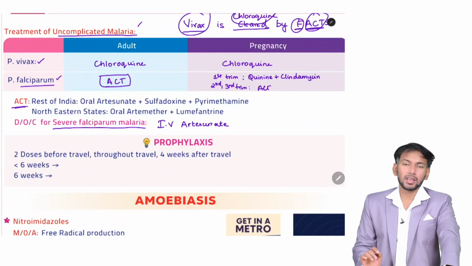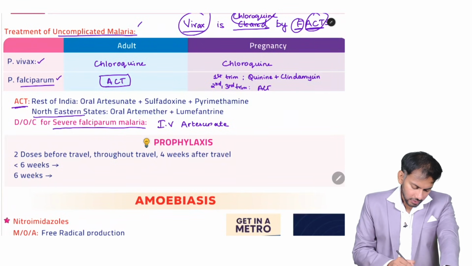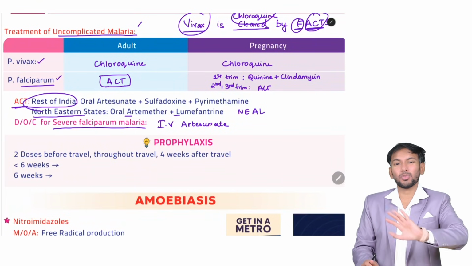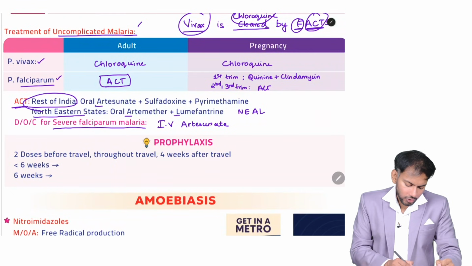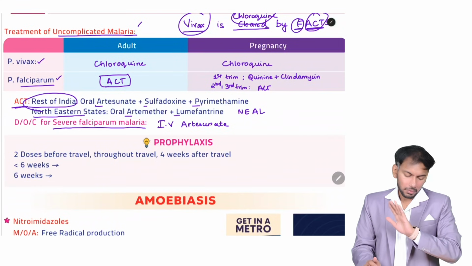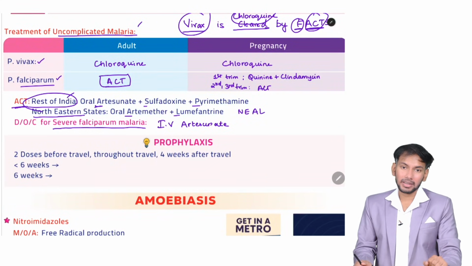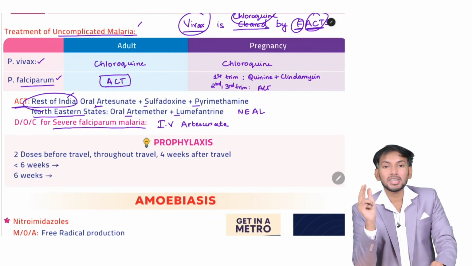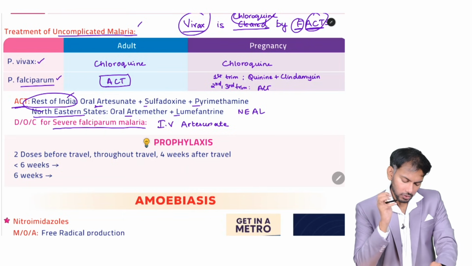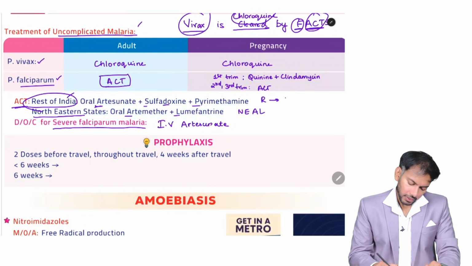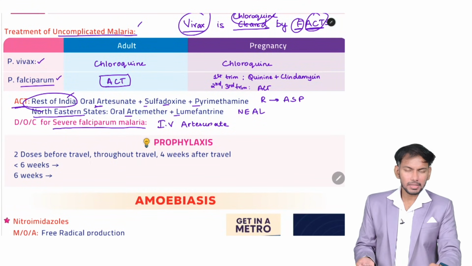Now coming to the ACT therapy. How do you give ACT therapy? In the northeastern states, you give artemether and lumefantrine. We can call it NEEL: Northeastern states, artemether, lumefantrine. In the rest of the Indian states, you will give artesunate plus sulfadoxine plus pyrimethamine. If you remember from the previous topic, sulfadiazine plus pyrimethamine is for toxoplasmosis. Here it is sulfadoxine plus pyrimethamine. So for the rest of India you can remember it as ASP. That's all.